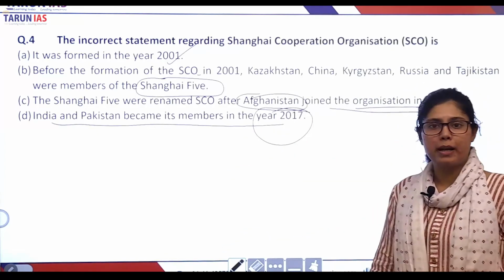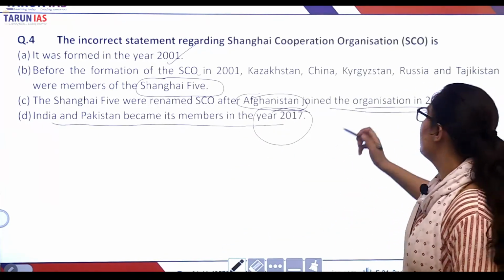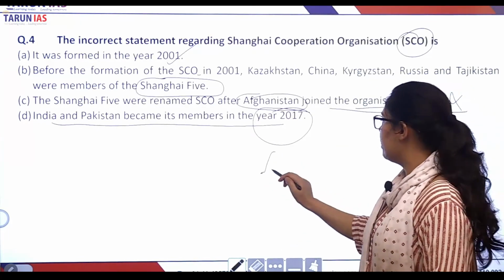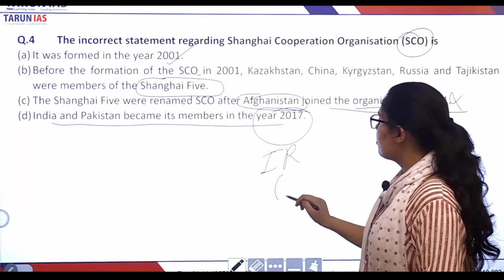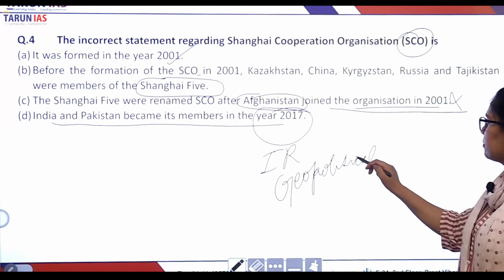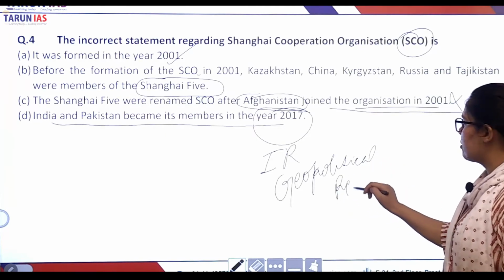Now from the mains perspective, this was an MCQ. From the mains perspective, the Shanghai Cooperation Organization becomes important when it comes to international relations and when it comes to geopolitical relations.